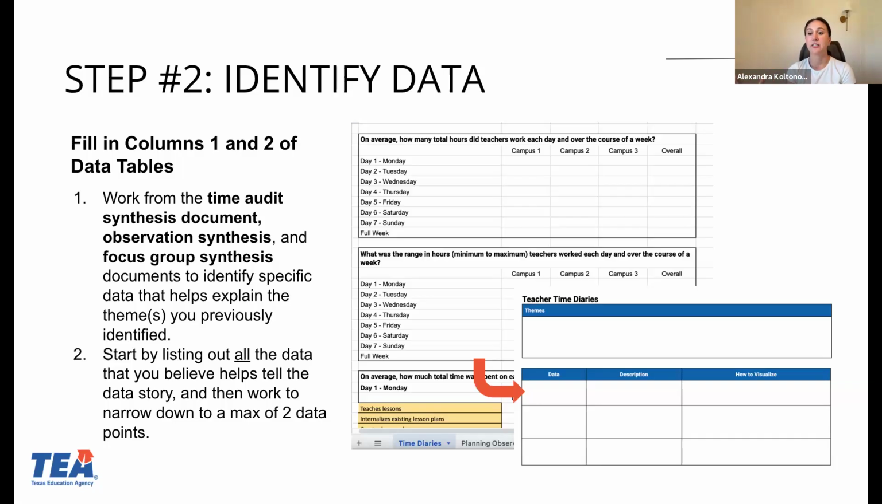If there's not a lot of differences by campus, then you could do it district overall. It's really being able to look at the themes and see what data and numbers really stand out to us to help tell that story.